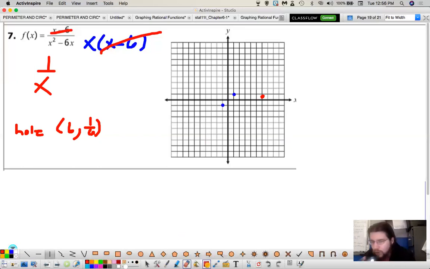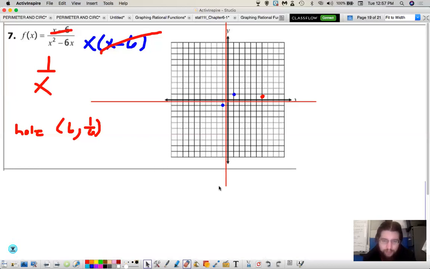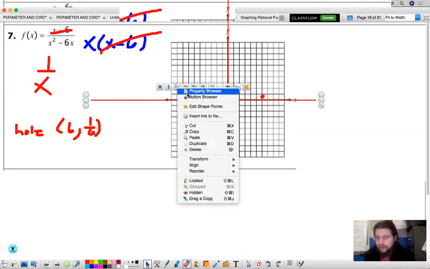Gotta hurry, it's getting a little cold. That was off. That was off. But I can fix it. Can't do that on your paper, can you? All right.